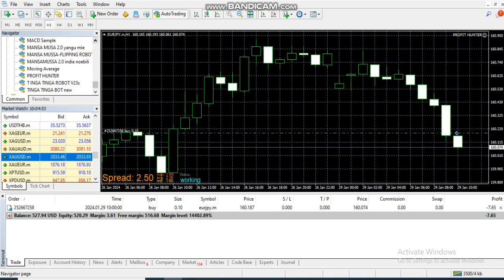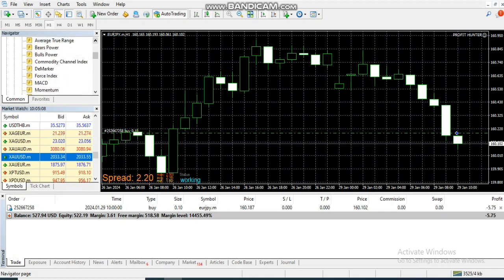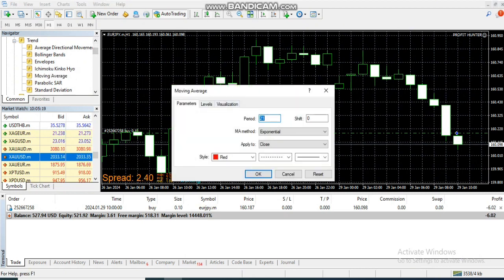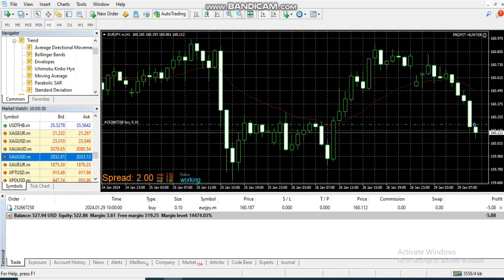So I can confirm it by using this strategy. Okay, the bot already confirmed everything. So what we are going to do now is, first of all, go to moving average and put a moving average here, 21 exponential, shift 0, red, and I check this and minimize to see the direction of the market.